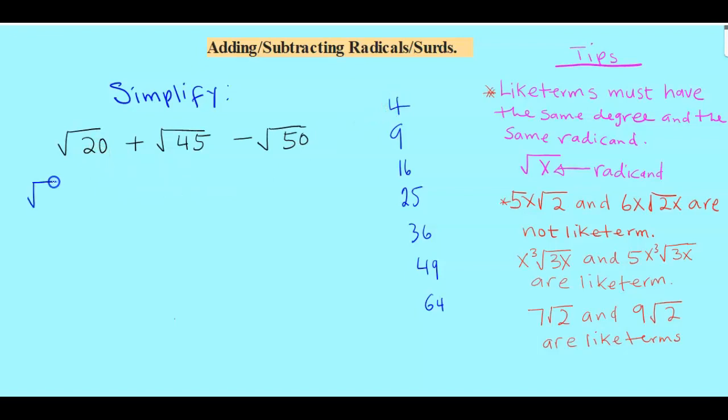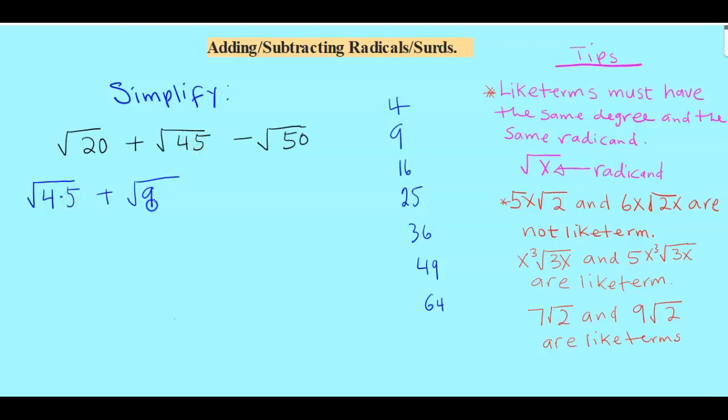4 can go here. This can be broken down as 4 times 5. And for 45, 9 can go in there. Now we see that the number that's not a perfect square is 5. So that gives us a clue that we have to break it down with 5 to get some kind of like term.